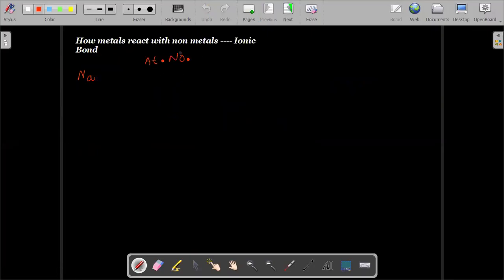So today we see how metals react with non-metals. Sir, then uses of baking soda. Sir, can you once explain the acid, base and salts? Uses or preparation?